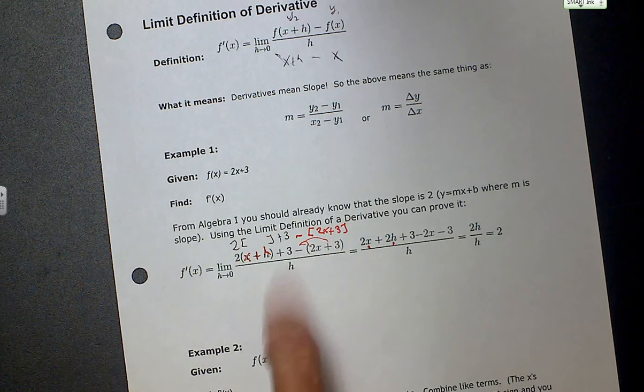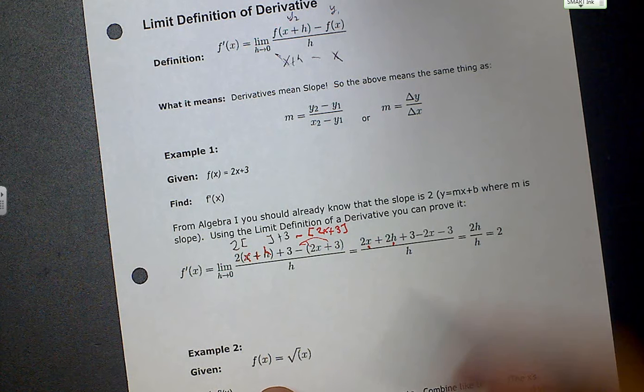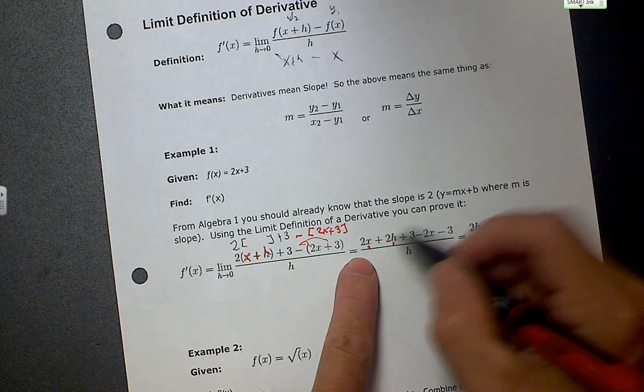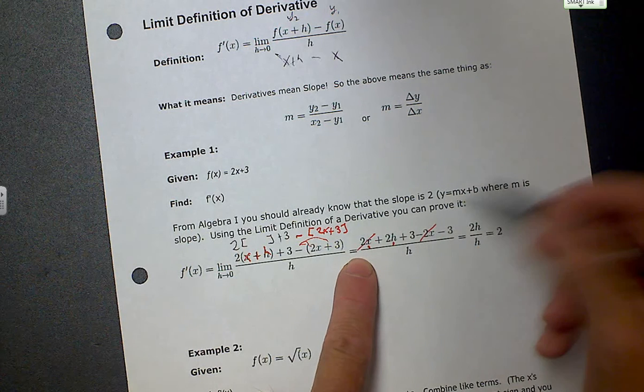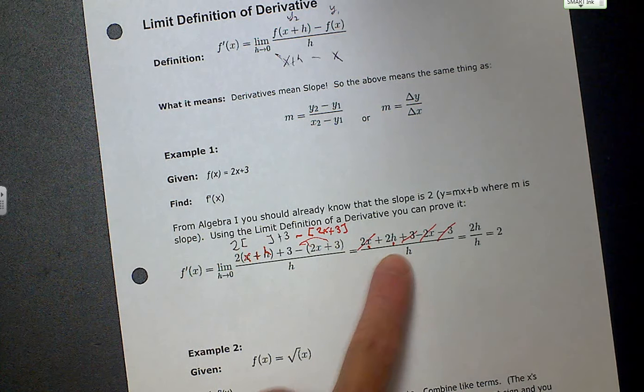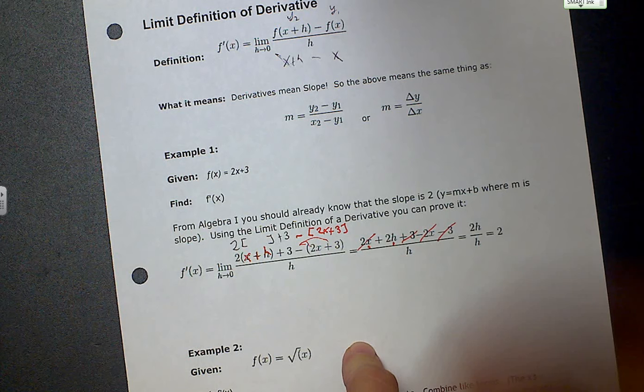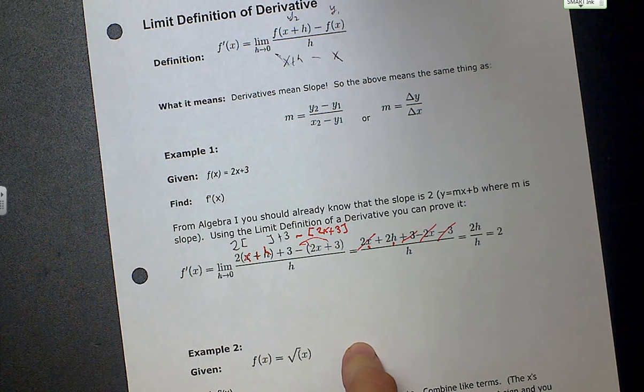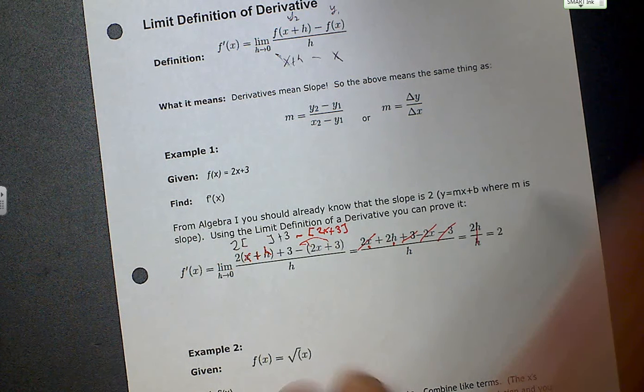Now, who remembers at the end of this what has to happen? The h has to stick around. Everything that doesn't have an h in it has to cancel. So the 2x has to cancel the 2x. The 3 has to cancel the 3. If that didn't happen, you done goofed. Go do it again. Everything but the h's has to go away. You can mark the h's off, and there's your slope right there.